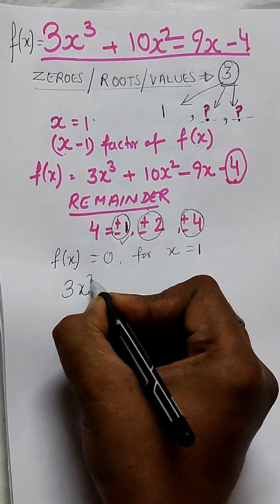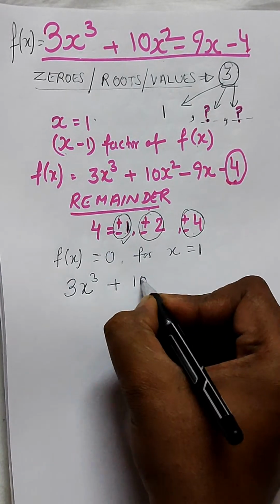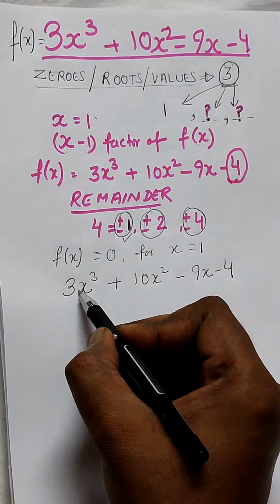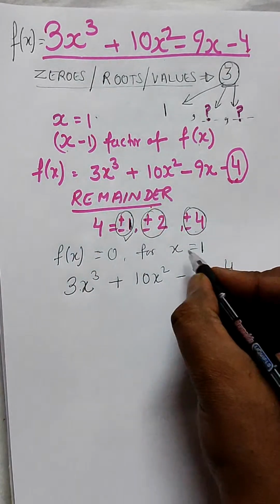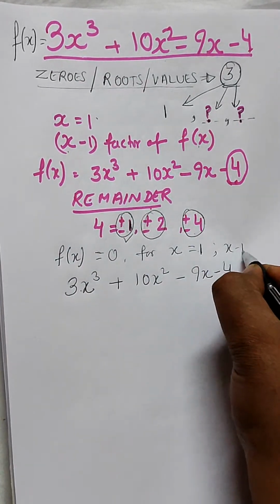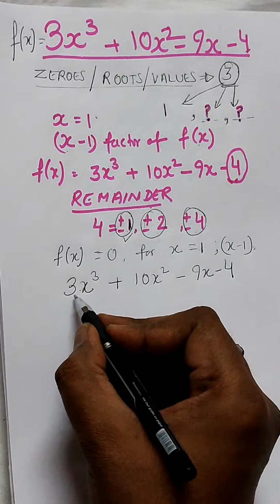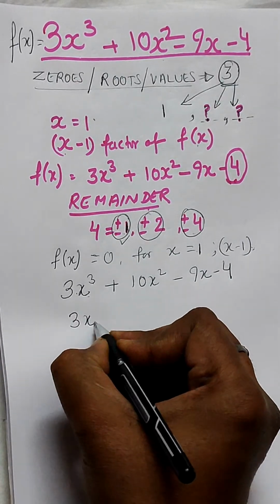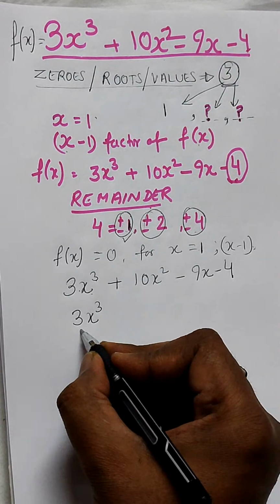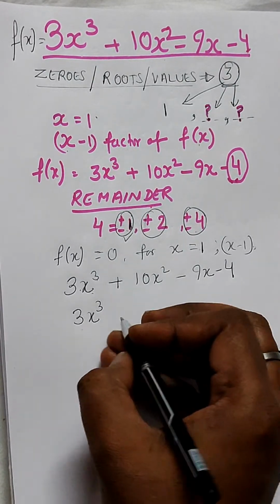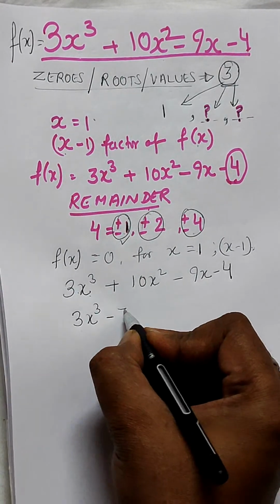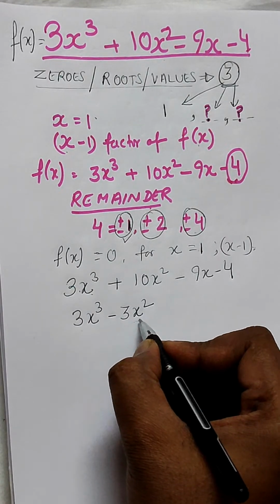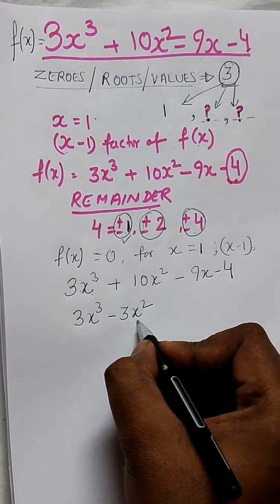Now 3x cube plus 10x square minus 9x minus 4. We need to separate out x minus 1. Since this is the factor, we need to separate out x minus 1. So how will we do it? Let us see. 3x cube is the first term. When you want to separate x minus 1, what will be the second term? This will be minus 3x square. I am writing it from my own thought, and you can also think and add it over here.